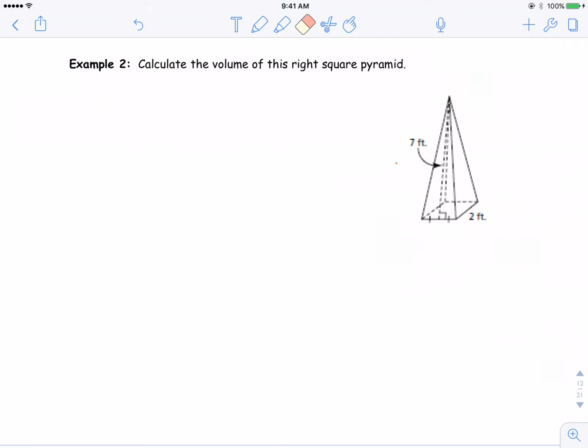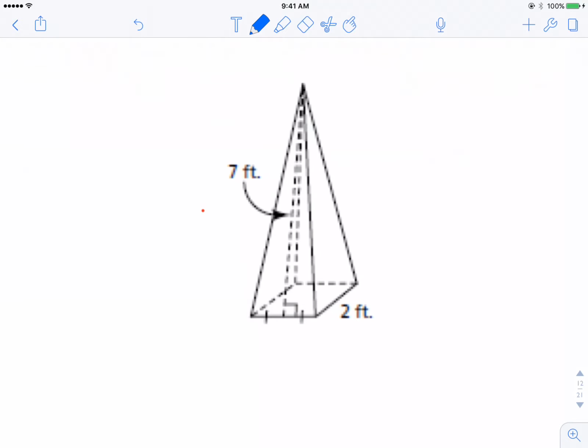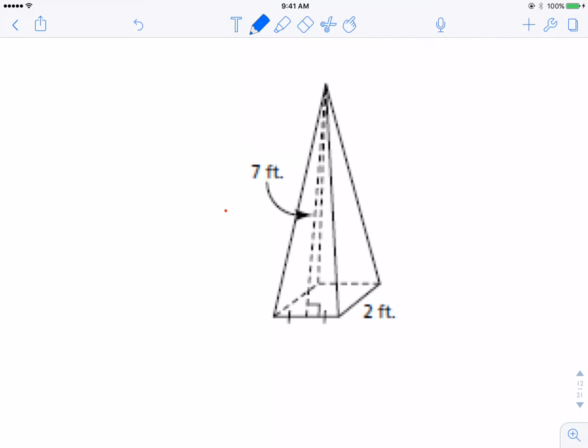Here we are, example number 2. Calculate the volume of this right square pyramid. So you'll notice that we have this nice drawing over here, a nice little diagram that shows us our square-based pyramid.